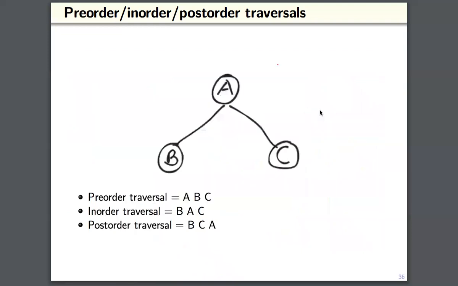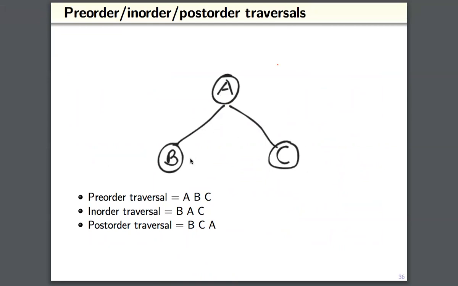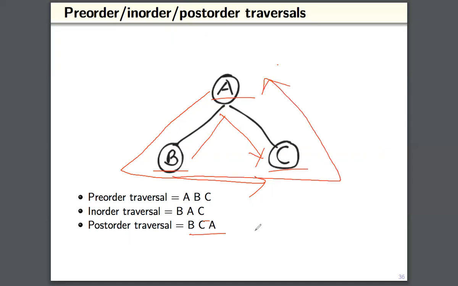Okay. Next. So let's see some examples. So this is a very simple tree. What is the pre-order traversal? Pre-order traversal is like this. Root first, left second, right third, right? ABC. Make sense? In order is this, BAC. Post order is this, BCA. Right? Left first, right second, and the node itself, the root itself, third.